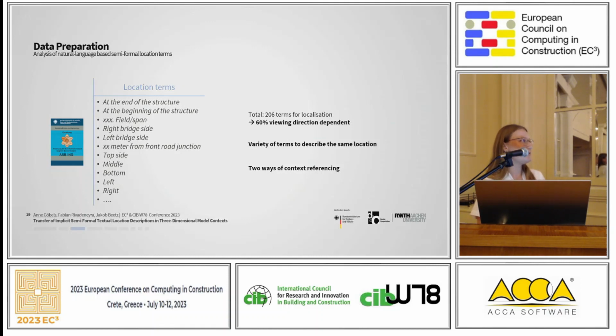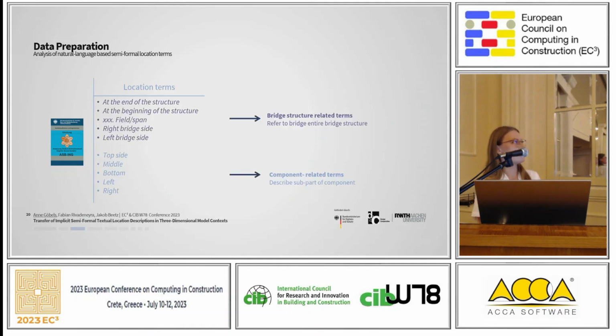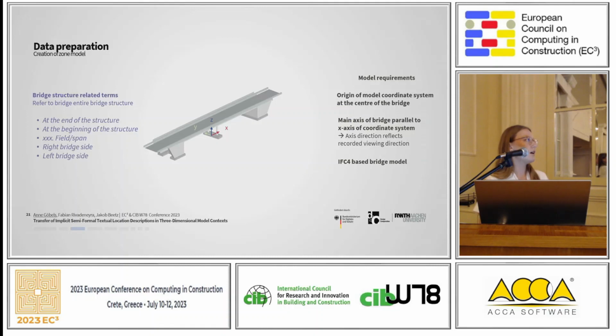And we can use 2 ways of context referencing. These context referencing ways are, once, referring to the whole bridge structure. So at the end or at the beginning of the bridge structure, you always have to have in mind the whole bridge. And the other ones are component-related terms like top, side, middle, bottom, so they are just describing a logical subpart of any element, so we don't have to know the whole structure for that. So that's the 2 categories. And first we want to transfer these bridge structure-related terms to our 3D model now.